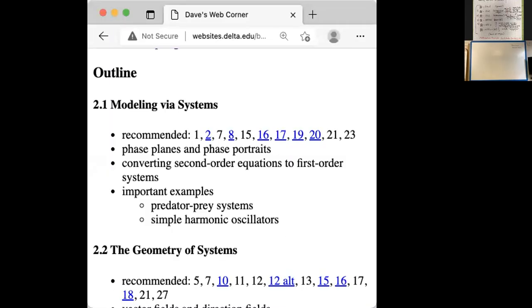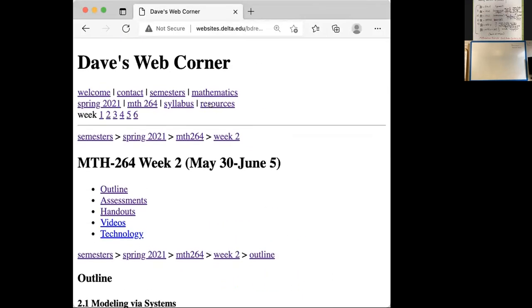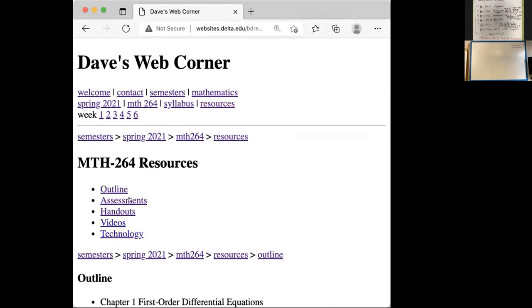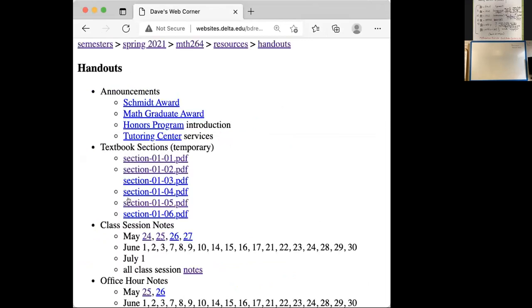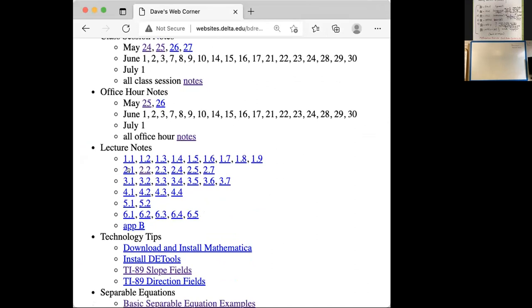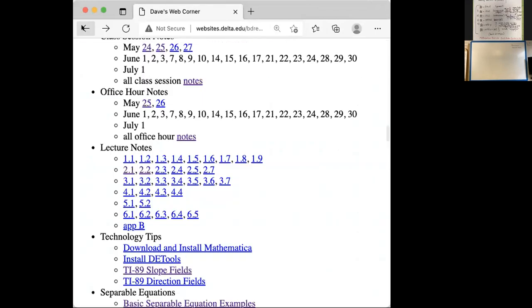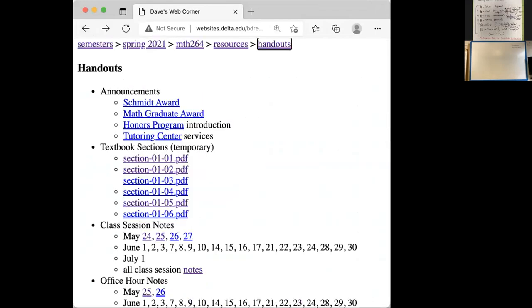In case you're missing that, remember, we have resources, we have handouts, and under handouts, these are my personal lecture notes. So if I click on 2-1, those are the notes that we just read. And we're going to do some more reading now in 2-2 and 2-3.